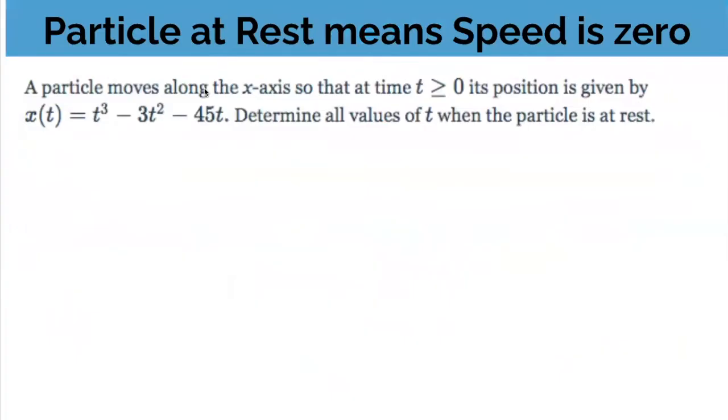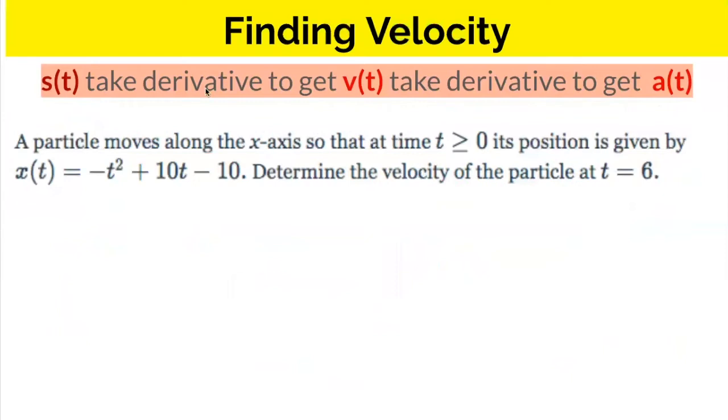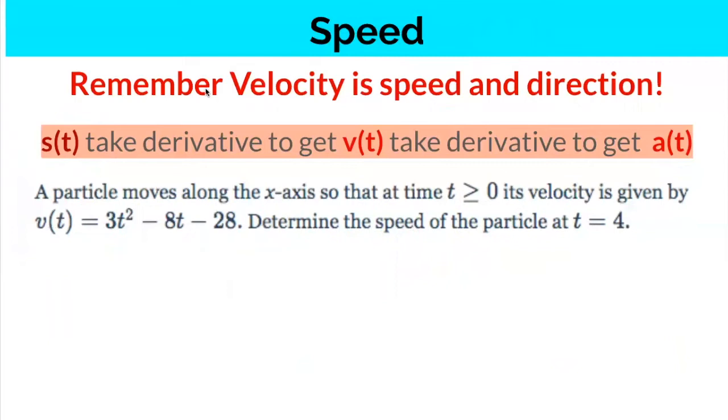So on the next one, it says the particle, hold on real quick. I knew I skipped one. Okay, so we just did this one. So now let's try this one. So this one, they're still asking for the speed, but instead they gave us the velocity function. So that means you don't have to do anything. We can already find speed by substituting in the 4. So let's substitute it in.